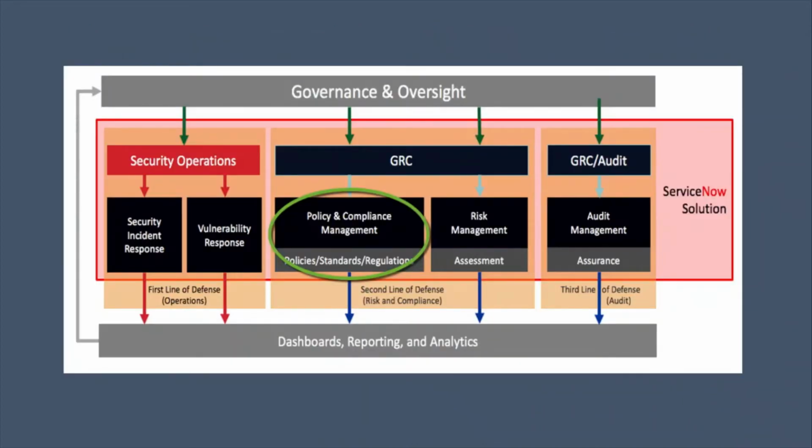And this is a picture which shows a kind of architecture, not exactly, but you can see here what all things are being taken care of and how. So this is governance and oversight. Mainly we have three sections, right? Security operations, GRC, and GRC and audit. You can see here in security operations, security incident response, vulnerability response, and in GRC we are mainly focusing on policy and compliance management now, but we have a lot of other active applications like risk management, vendor risk management, audit management. So we'll talk about those later.